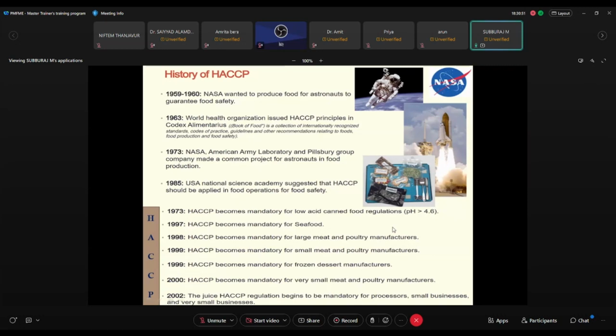All of this I am talking about is the US FDA regulations, not India. They made HACCP mandatory in 1973 for low acid canned food. Then in 1985, what happened? The National Academy of Sciences suggested that HACCP be applied to food operations related to food safety. That was a major amendment by the National Academy of Sciences in the USA.